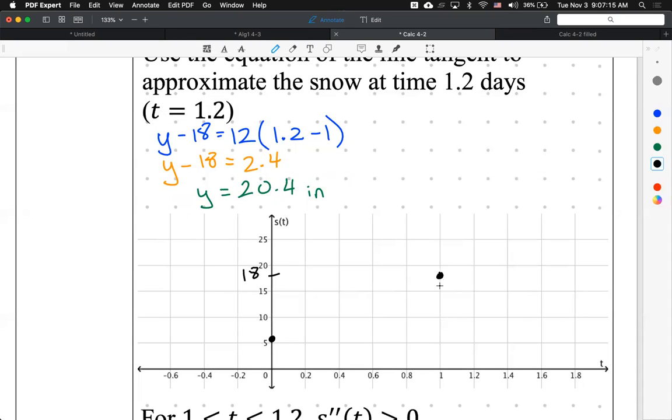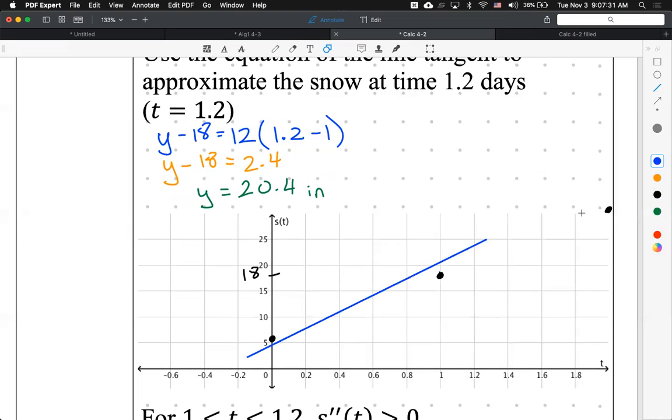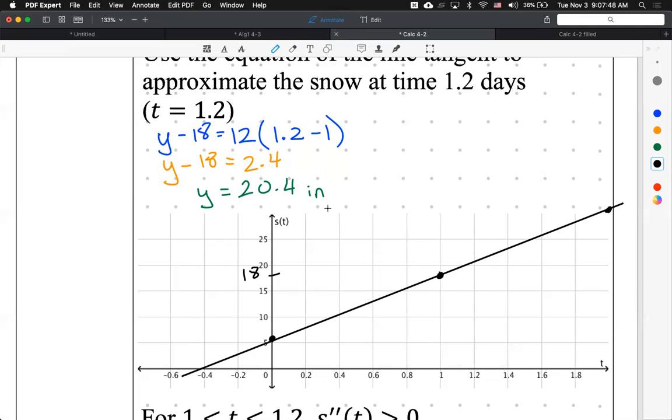And then if I go up 12 from 18, because our slope again is 12, that's going to give me a height of 30, which should be in the next day. So 30 is right about there. So that's the line that was given to us. If we want to go ahead and make that line, I can make that a black line too. That's the line that was given to us, and we get to just plug in values to that line.